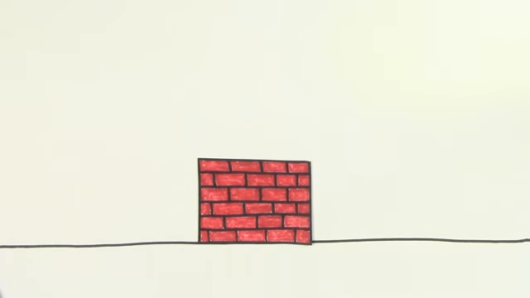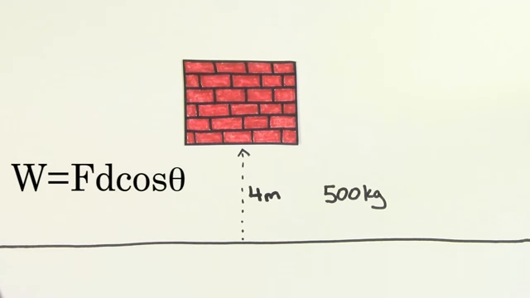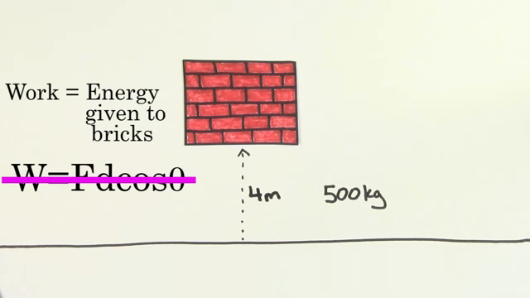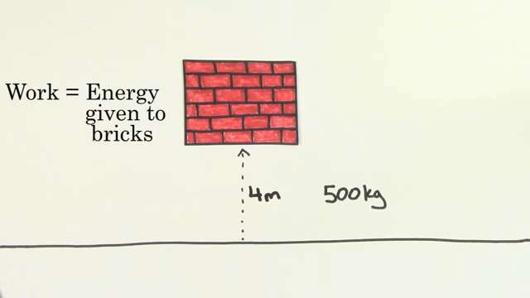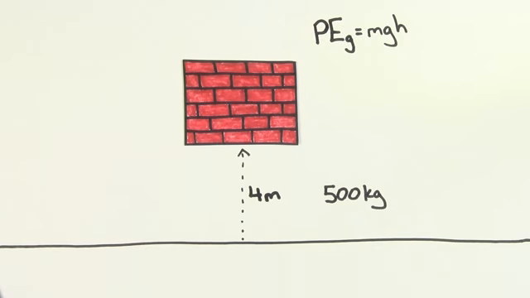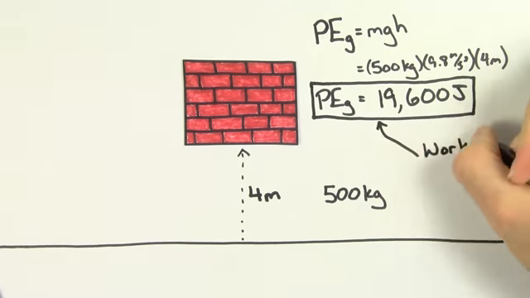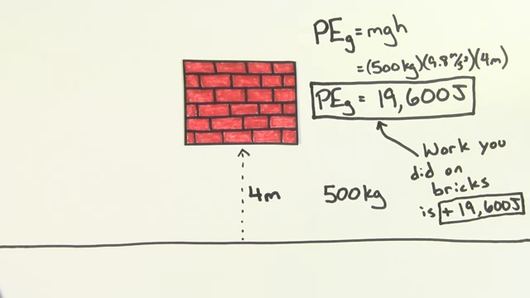Let's say we instead lift the bricks, which are 500 kilograms, upwards a distance of 4 meters. To find the work that we've done on the bricks, we could use F d cosine theta, but we don't have to. We could just figure out the amount of energy that we've given to the bricks. The bricks gain energy here, and they're gaining gravitational potential energy, which is given by the formula mgh. If we solve, we get that the bricks gained 19,600 joules of gravitational potential energy. That means that the work we did on the bricks was positive 19,600 joules. It's positive because our force gave the bricks energy.